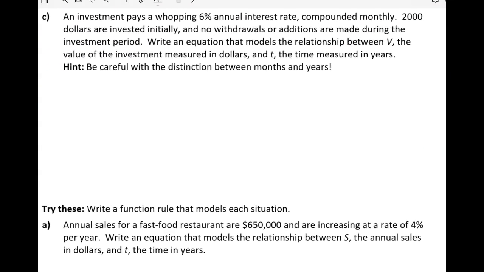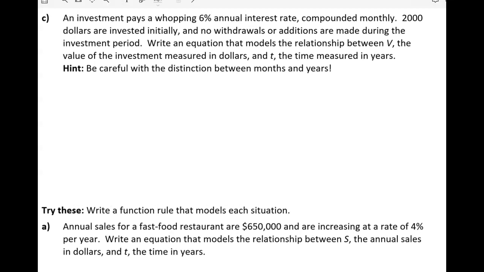All right, in C, we have an investment problem. And in this one, the investment pays a whopping 6% annual interest rate. I put in that descriptor because current interest rates are very, very low. So 6% is a very large interest rate. If you find an investment that pays that, like a savings account, I would put my money in there.